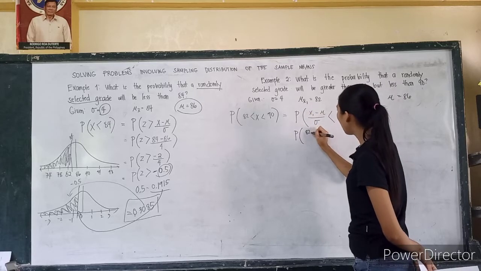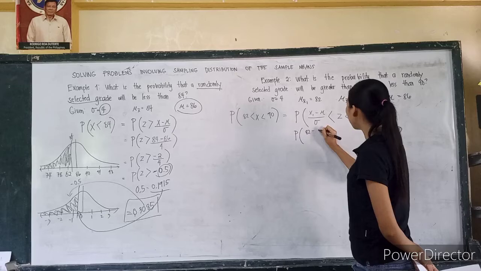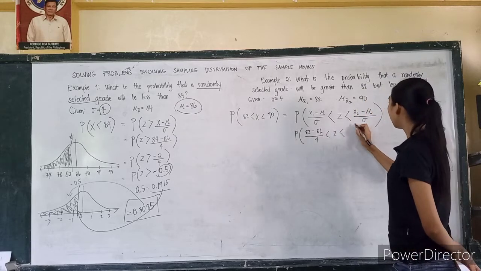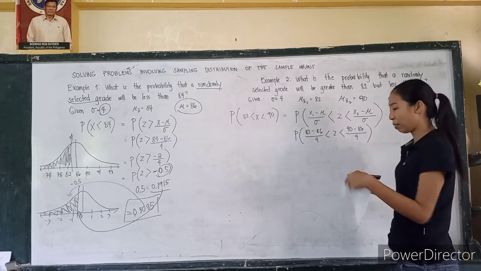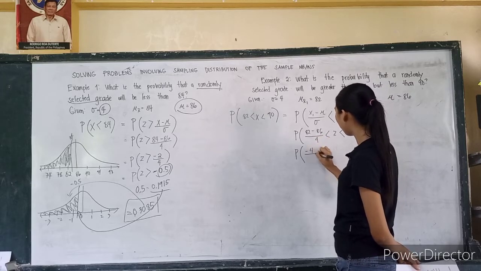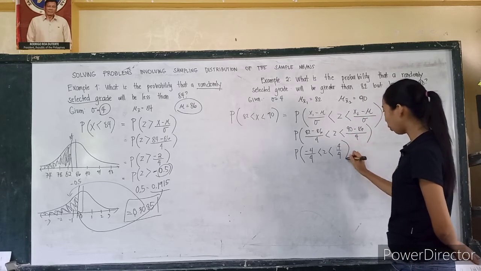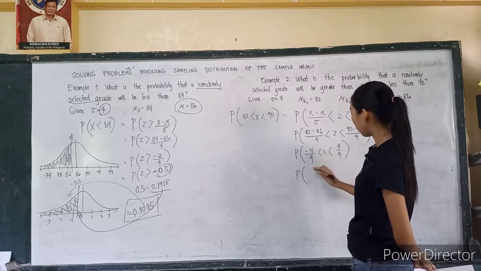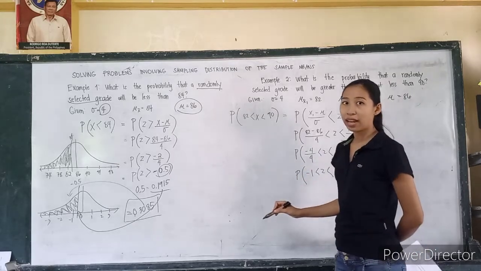Now, x1 is 82 minus mu, which is 86, over 4. Then x2 is 90 minus 86 over 4. Is that correct? Yes. 82 minus 86 is negative 4 over 4, and the other one is positive 4 over 4. So the final probability is between negative 1 and positive 1. Next, we look for the region.